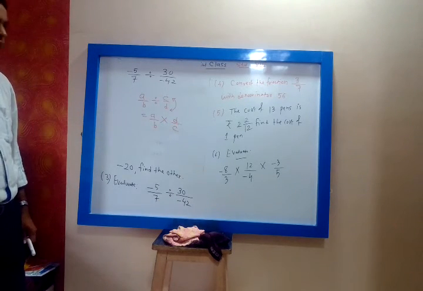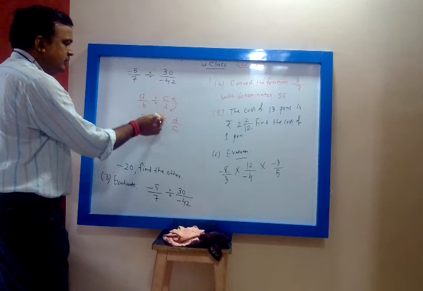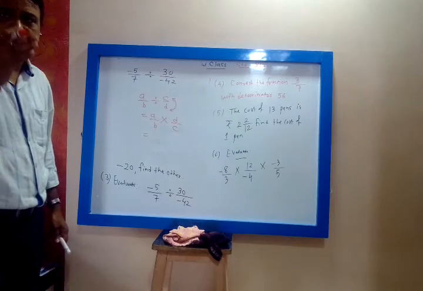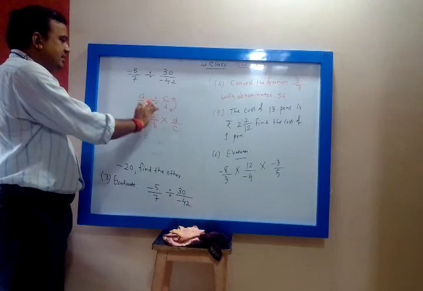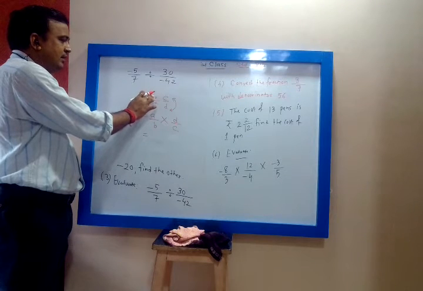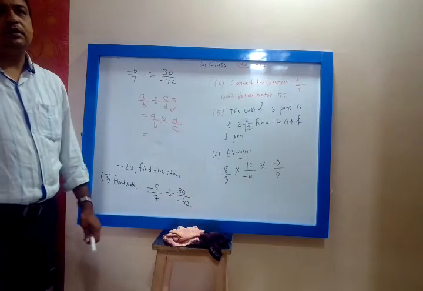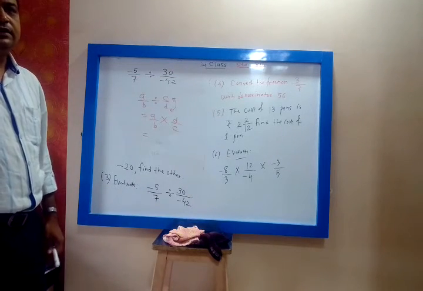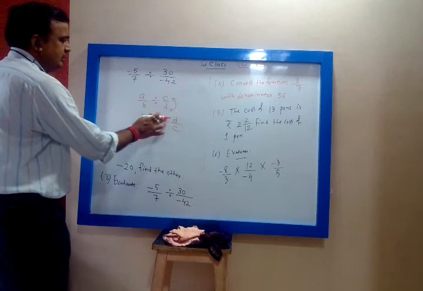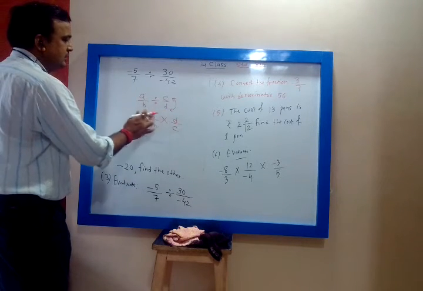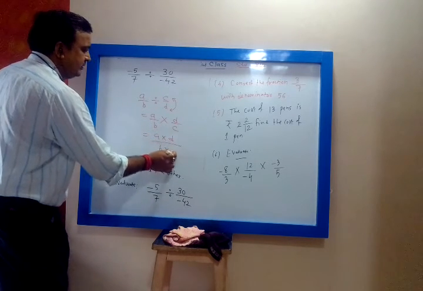So that will be A into D over B into C. Whenever you write division into multiplication, you have to take reciprocal of the second, not reciprocal of both. First rational number you will keep as it is. So reciprocal of C by D will be D by C. Reciprocal means interchange numerator and denominator. Now this is multiplication of two rational numbers. How you multiply two rational numbers? Multiply numerator to numerator and denominator to denominator.